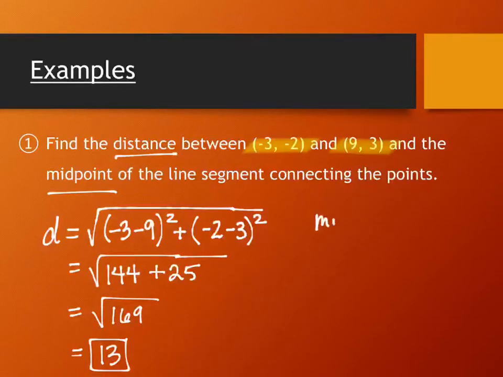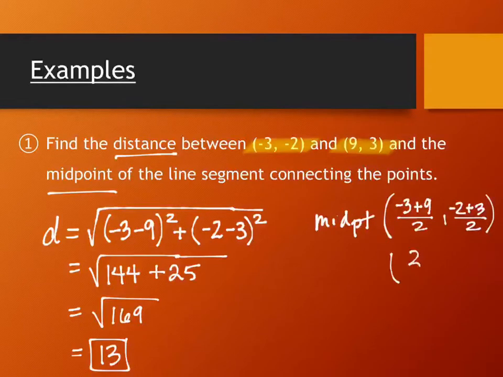My midpoint. So for my midpoint, I'm going to add the two x values together. So in the distance formula, I subtracted them. In the midpoint formula, I add them. So I have negative 3 plus 9 over 2. And then for my y values, I have negative 2 plus 3 over 2. Okay, what's negative 3 plus 9? 6. 6 divided by 2 is 3. Negative 2 plus 3.